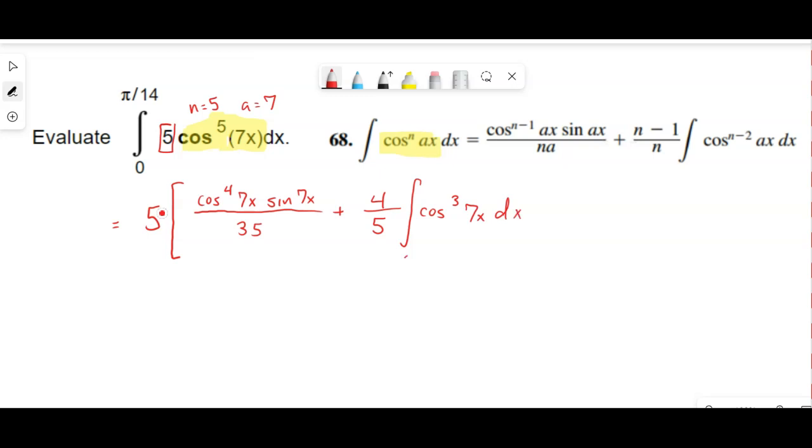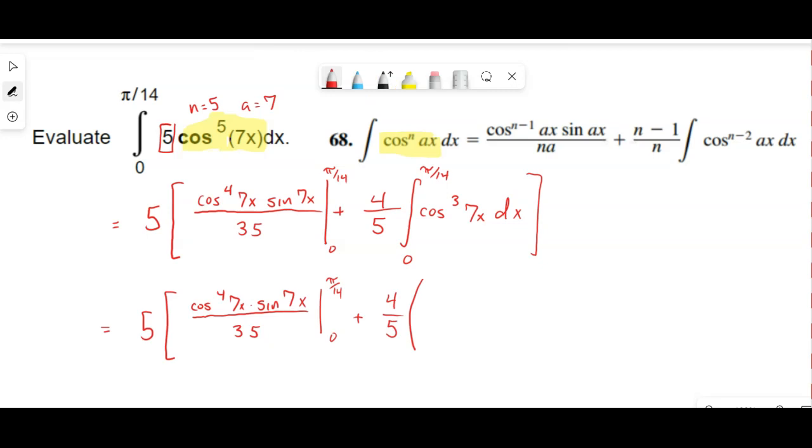Okay, now this is a definite integral, so we're going from 0 to pi over 14. This one is ready to be evaluated, pi over 14 and 0. That's what I mean by we just keep on going until we get this integral that's ready to be done. All right, again, now applying this to cosine cubed, n would be 3 and a would be 7. So n is 3, a is 7. All right, 3 times 7 is 21 now. Now we have a 2/3. The integral of 3 minus 2 is cosine to the first of 7x.